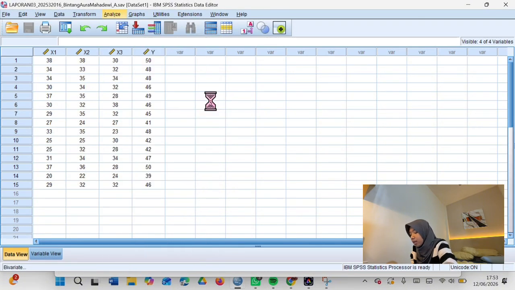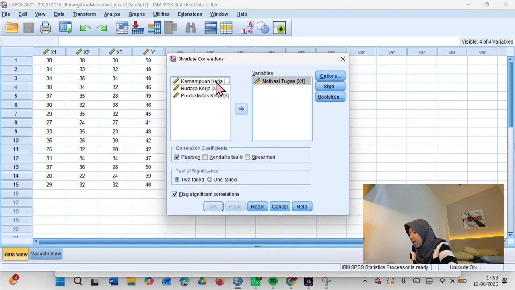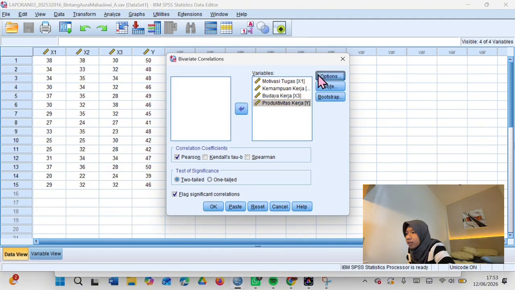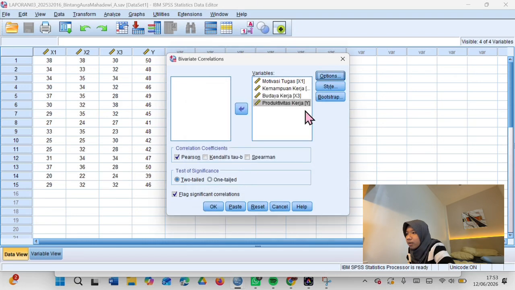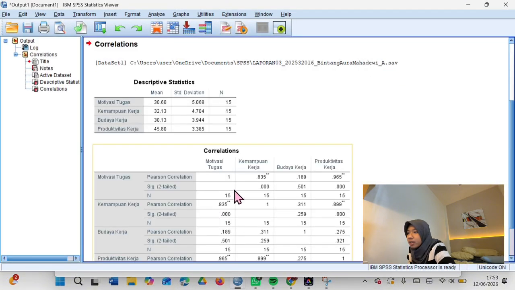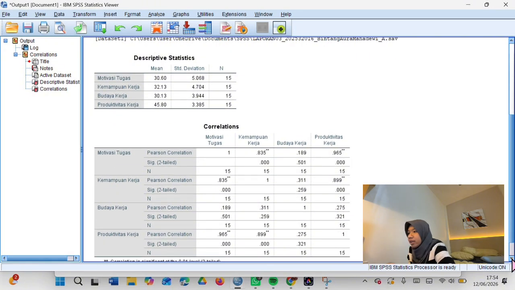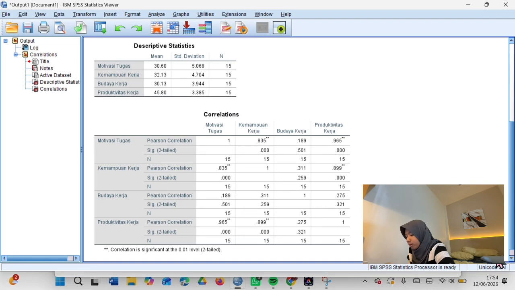Now I will explain the descriptive statistics and correlation result. Analyze, correlate, and bivariate. Option is checklist. Continue, and okay, this is the descriptive statistics and correlation.